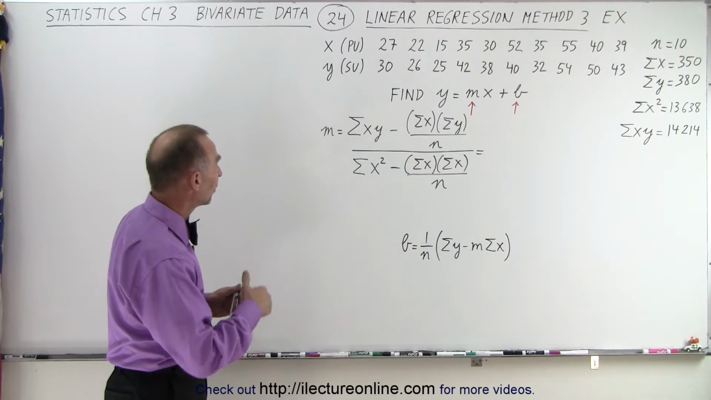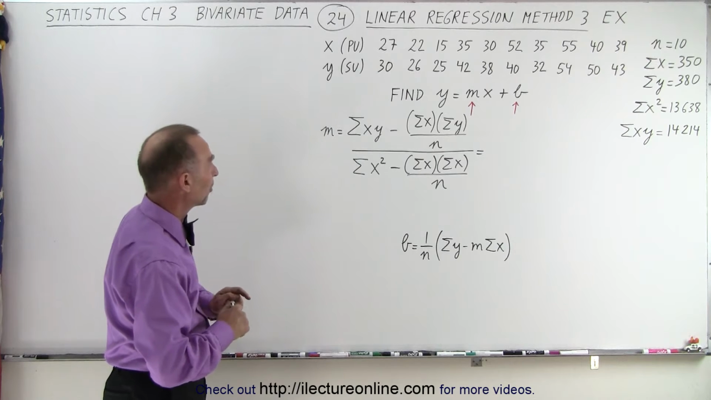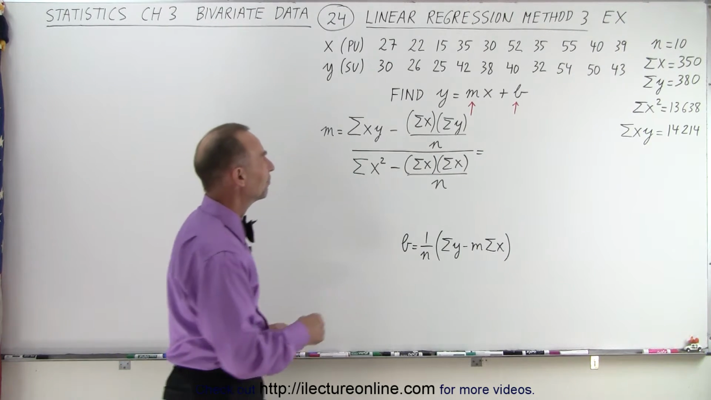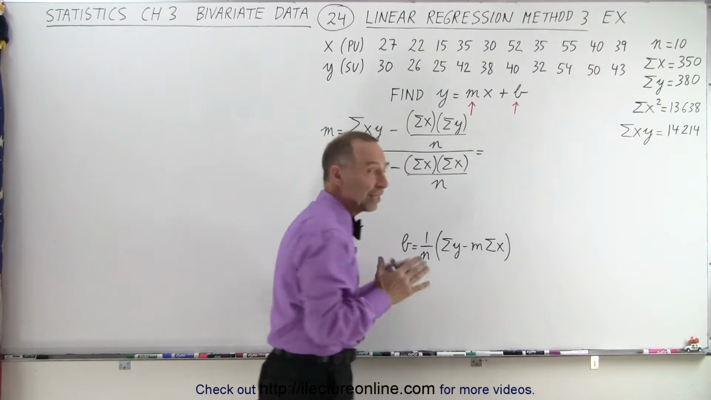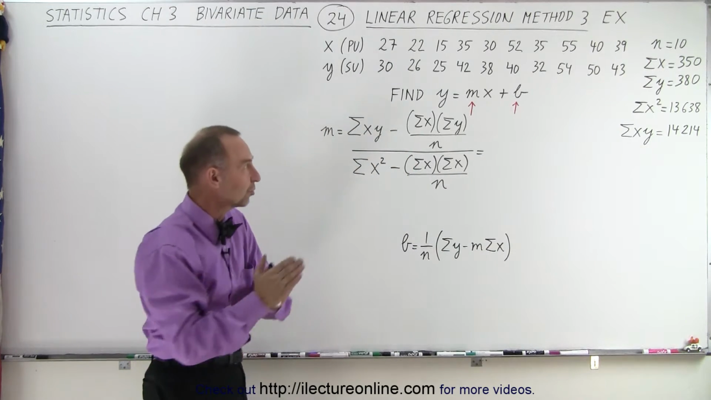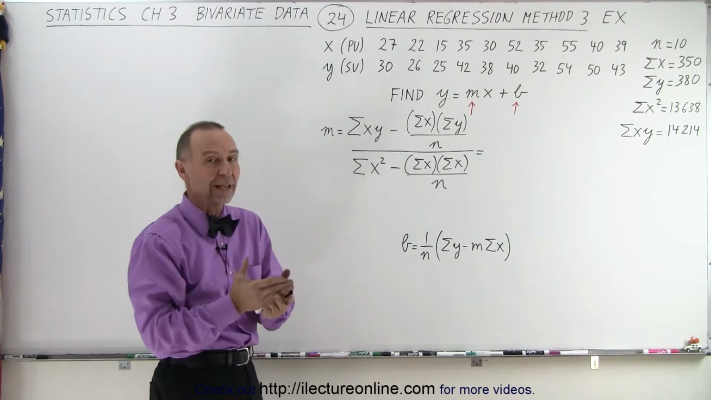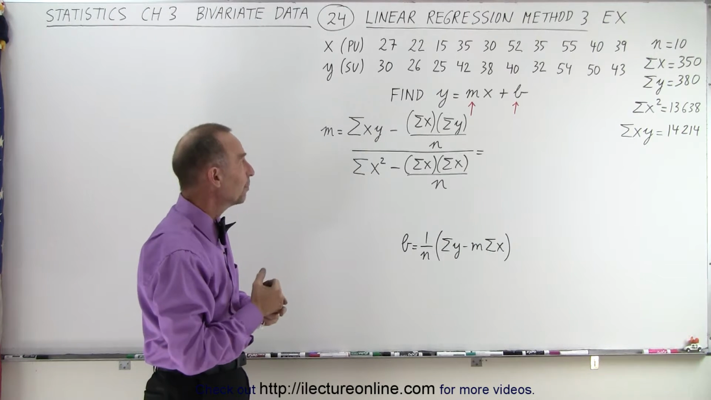Now for method 3 with some real data set, the push-ups and sit-ups of 10 students. Notice the push-ups are represented by X, the sit-ups are represented by Y, and we're trying to find Y equals mx plus b, that linear equation that relates the X values to the Y values, and it all comes down to finding the slope M and the intercept B.